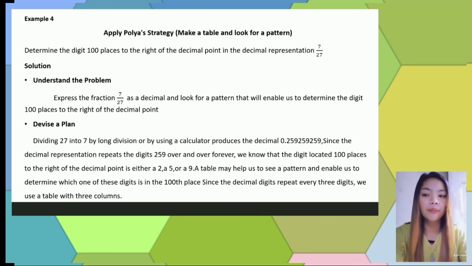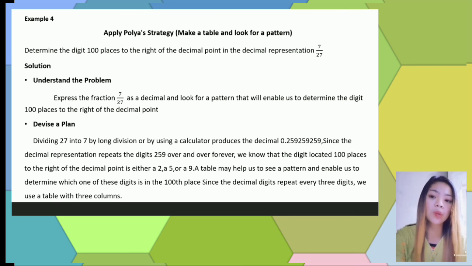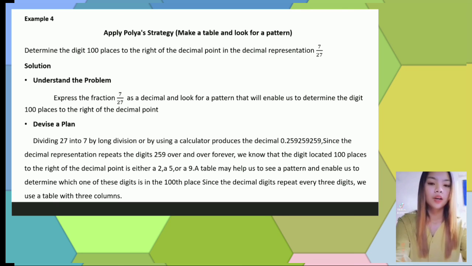Second, devise a plan. Dividing 27 into 7 by long division or by using a calculator produces the decimal 0.259259, etc. Since the decimal representation repeats the digits 259 over and over forever, we know that the digit located 100 places to the right of the decimal point is either a 2, a 5, or a 9.